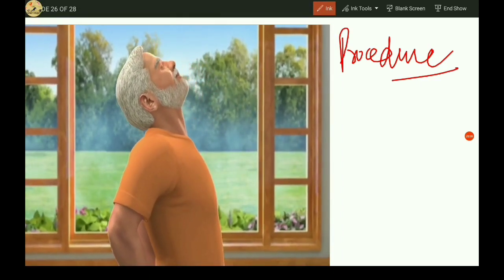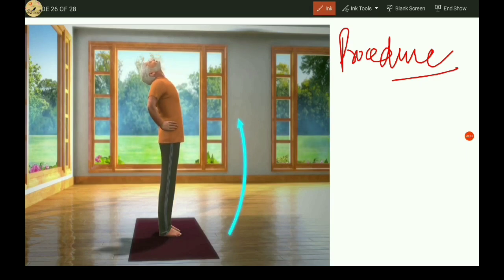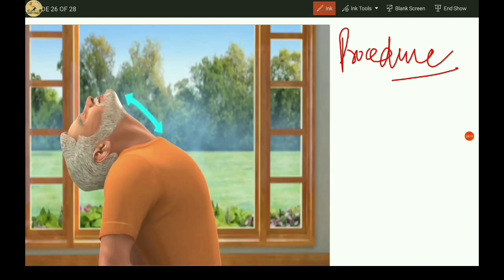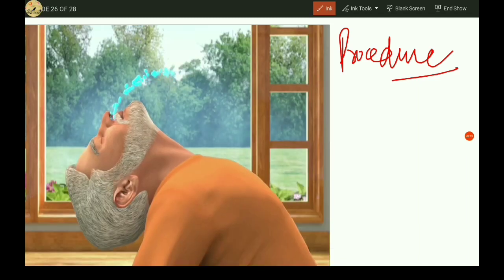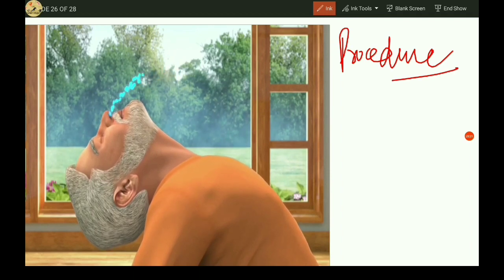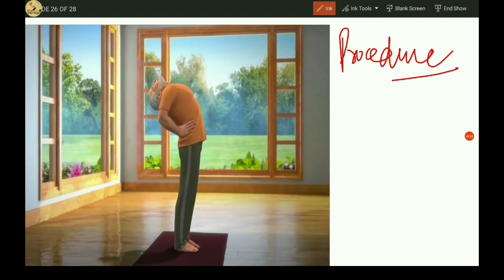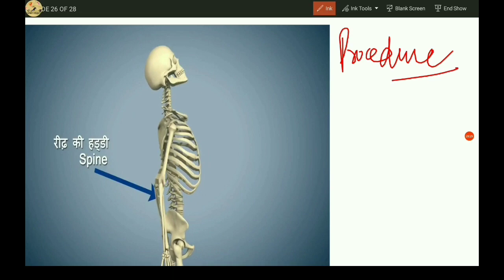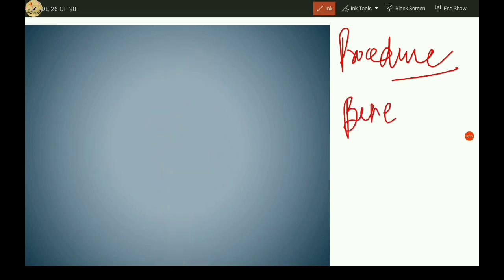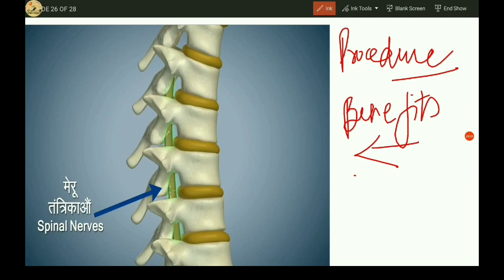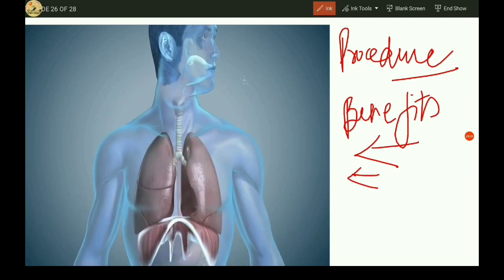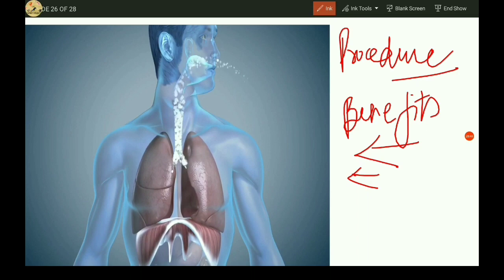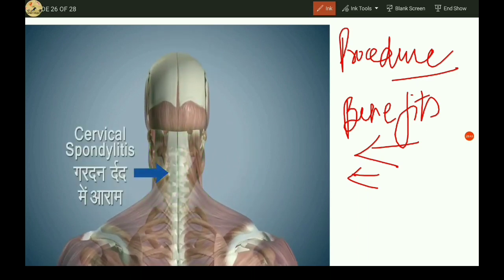Now, take a deep breath in and slowly bend backwards from your lumbar region. Bend your head backwards to the point till it stretches your neck muscles. Stay maximum there. Breathe in and out normally. Stay still in this posture for about 10 to 30 seconds. Breathe normally. Benefits. Ardha Chakra Asana makes your spine flexible. It strengthens your spinal nerves. This asana improves your ability to breathe. It also reduces pain caused by cervical spondylitis.